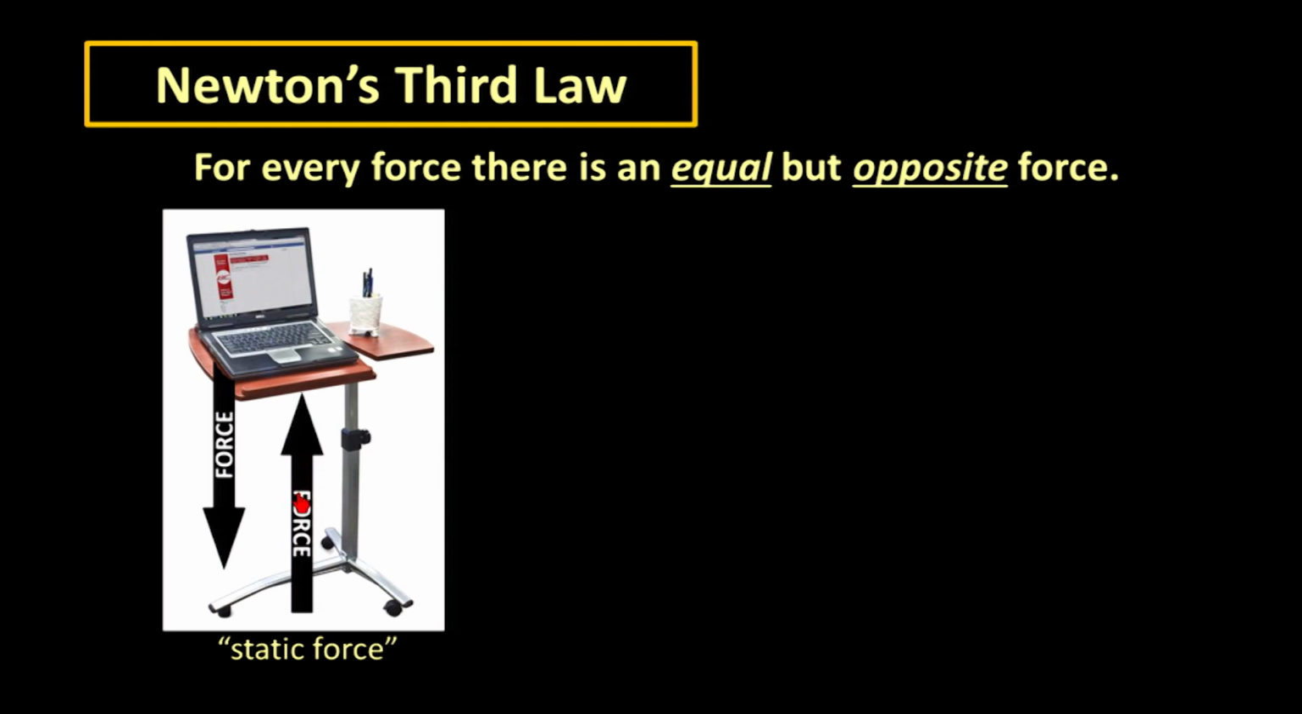Well, it's equal and opposite because if the force upward was greater than the force downward, then the laptop would bounce off the table. If the force downward was greater than the force upward, then it would break the table and come all the way to the ground. So the fact that it sits quietly, doing nothing on the table, it is equal but opposite. And that's what the word static means. Static in this instance means not moving or stationary.